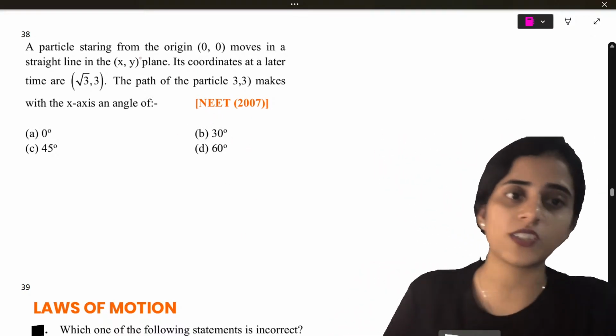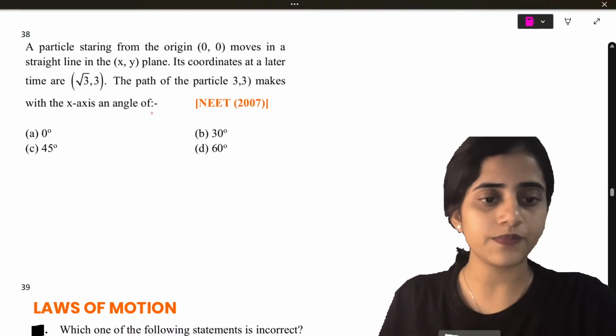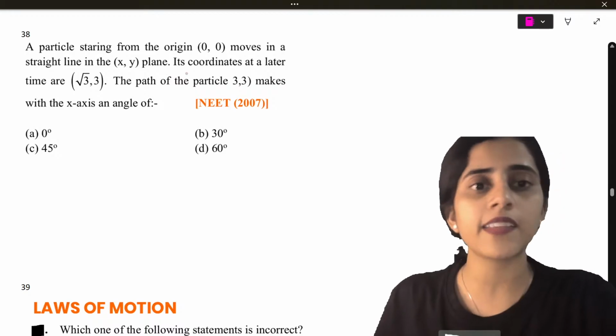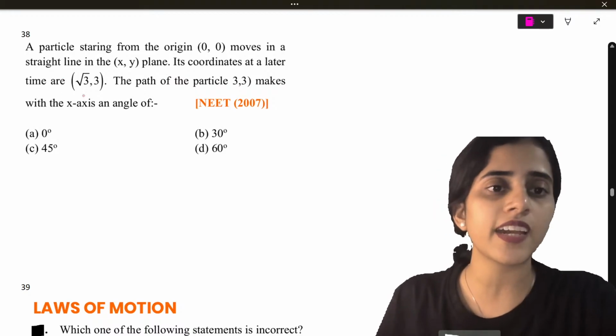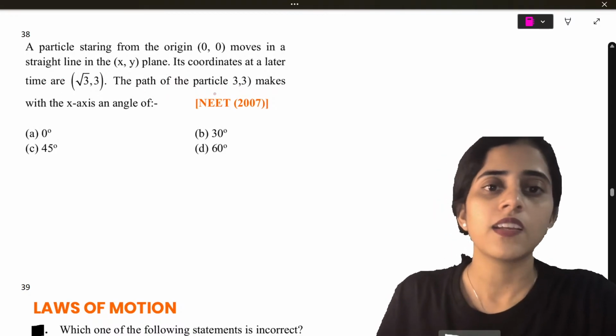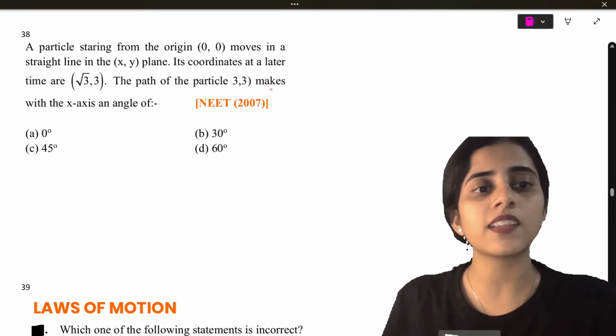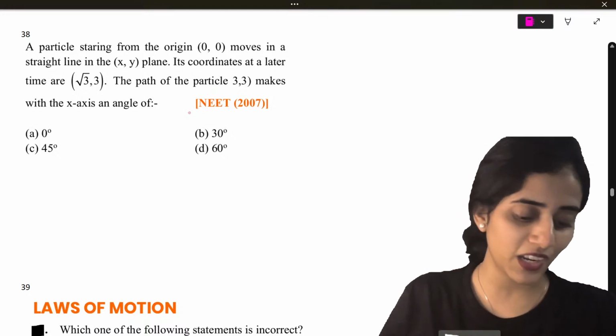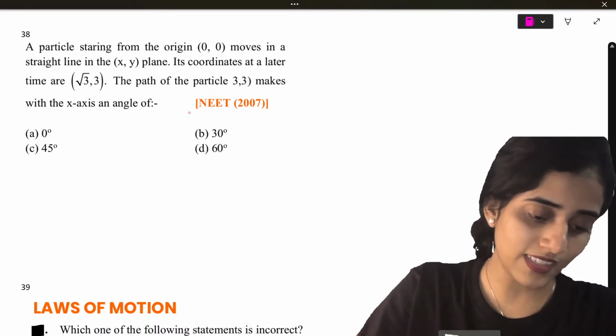Yes, Sanjana, very good. Okay? A particle starting from the origin 0, 0 moves in a straight line in the xy plane. Its coordinates at a later time are root 3, 3. The path of the particle makes with the x-axis an angle of what?